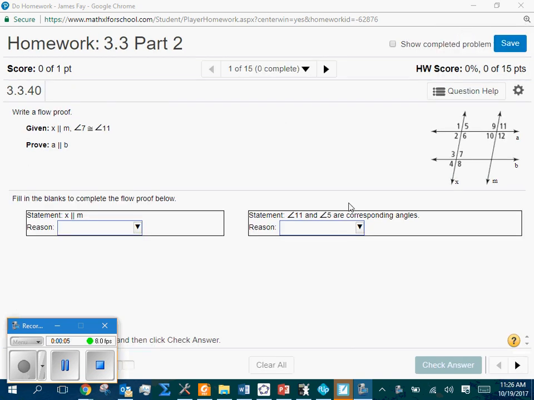Yeah, kind of. So it says, given that x is parallel to m. So look over the picture. We know which lines are parallel, right? One's going up and down. And angle 7 is congruent to angle 11. So I go look at 7 and 11, and I'm actually going to draw that in.